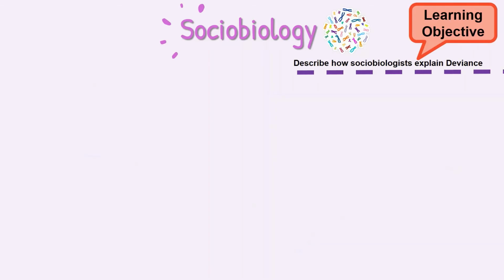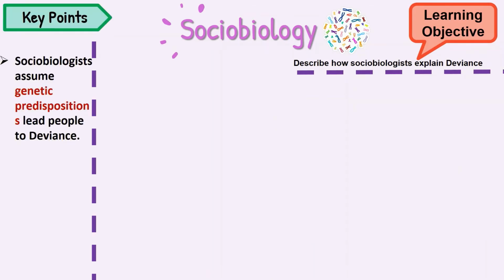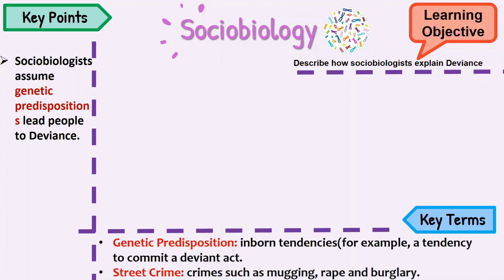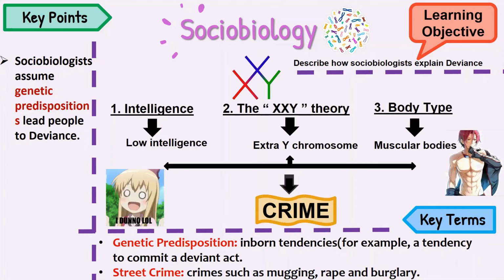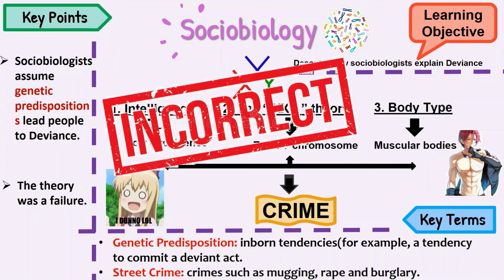In sociobiology, sociobiologists assume that people commit crime or deviance because of their genetic predispositions, which means inborn tendencies leading people to become deviant. They explain that people with low intelligence, people who were born with an extra chromosome, and muscular bodies are most likely to commit street crime, such as rape or robbery. The theory was a failure because it only explained the probability of people who are most likely to commit a crime. In fact, it doesn't explain why people are committing crime or deviance in the first place.